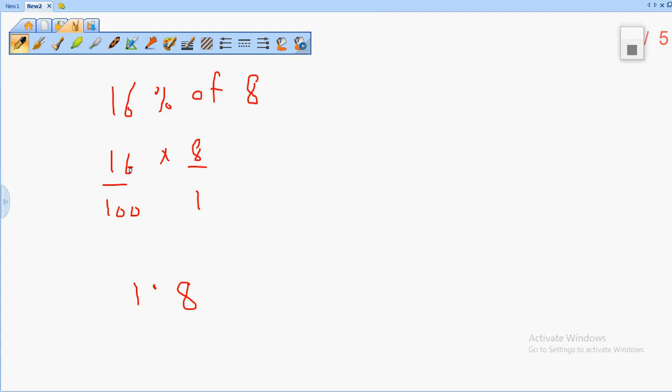8 times 6, 48. 8 by 1, 8 plus 4, 12. So 128, and 100 times 1 is 100. So 128 divided by 100 is 1.28. I have to convert 16% as 16 over 100, then multiply by 8 over 100, multiply numerator by numerator, you will get 128. 100 by 1 is 100, then divide, you will get 1.28.